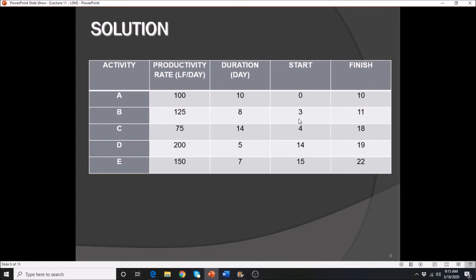So in this particular case here, we start on the 3rd day. However, in reality, that begins on the 4th day. So say for example, we begin on the 4th day.